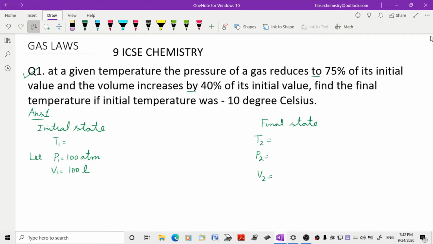Alright students, welcome to the class of chemistry 9th ICSE gas laws. We will solve a few problems today in this small video lecture. I am reading out the question.